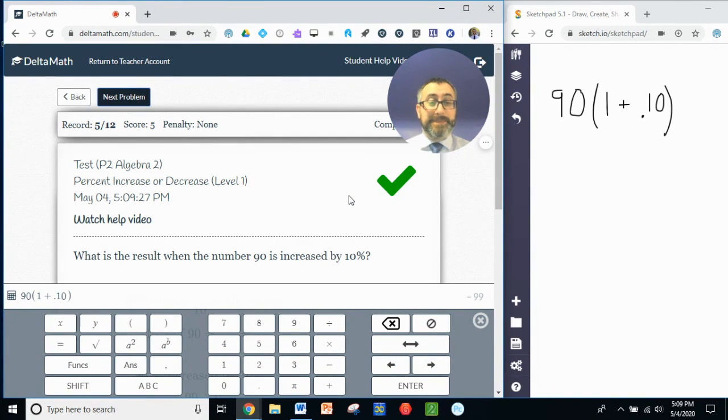Yes. Okay, so to recap, when you're going to do a percent increase or decrease problem, use this form. Your original number, parentheses 1, plus if you're increasing, minus if you're decreasing, and then the percent rewritten in pure decimal form. Let me know what your problems are, and good luck.